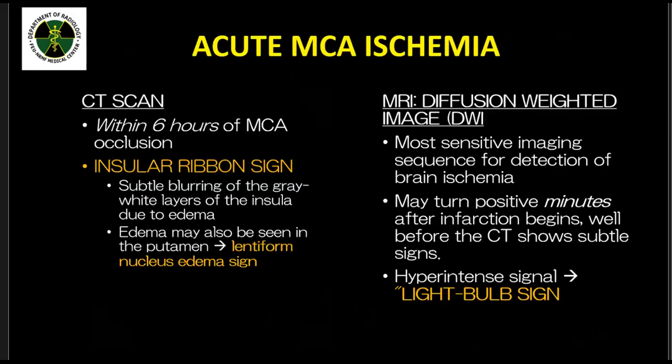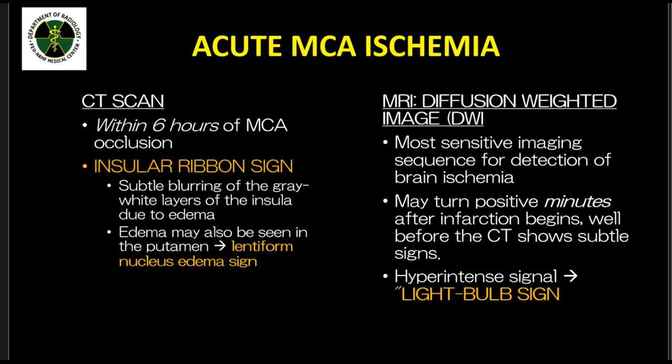For acute MCA ischemia on CT scan, within 6 hours of MCA occlusion, there is the insular ribbon sign. It is a subtle blurring of the gray-white layers of the insula due to edema. So that is the insular ribbon sign. Edema may also be seen in the putamen, so the lentiform nucleus edema sign.